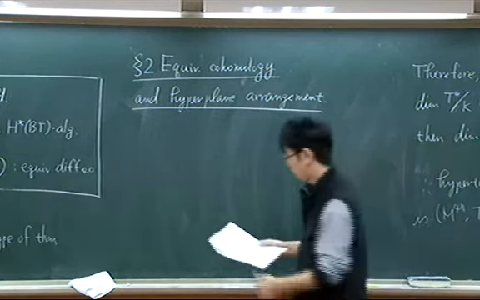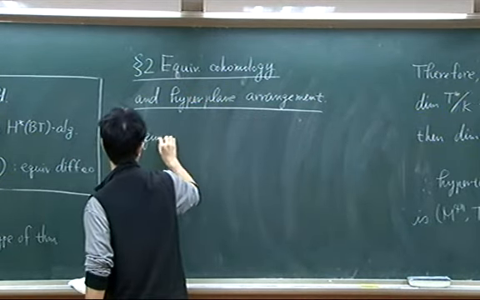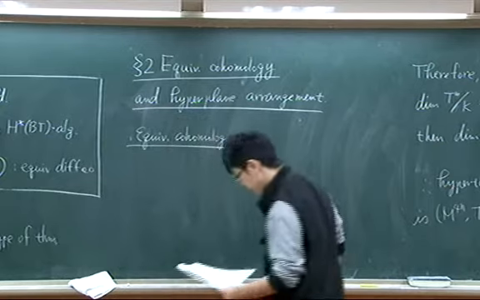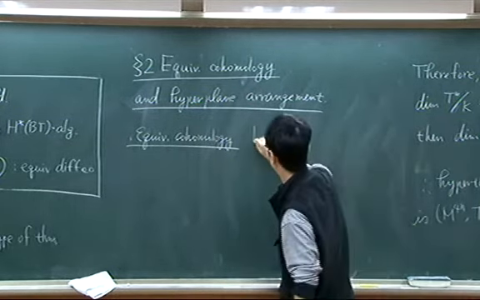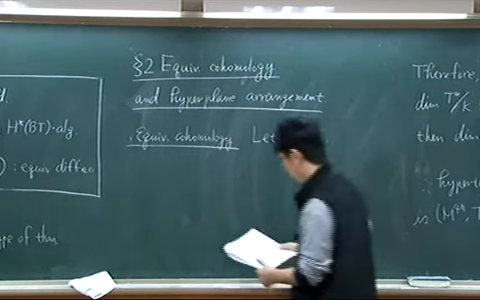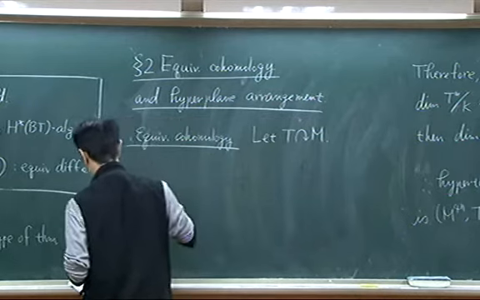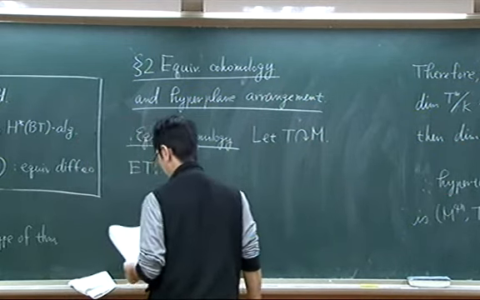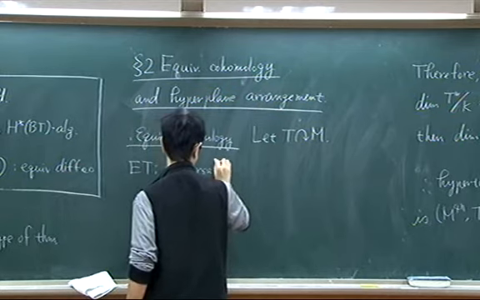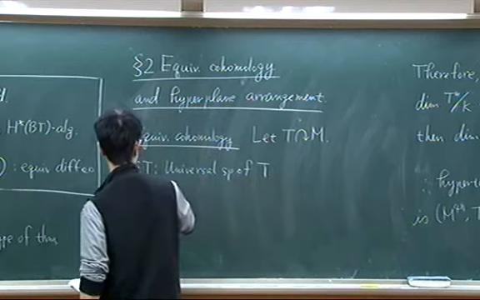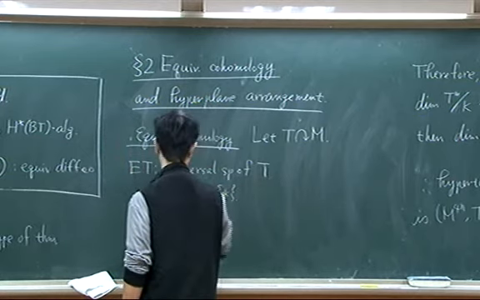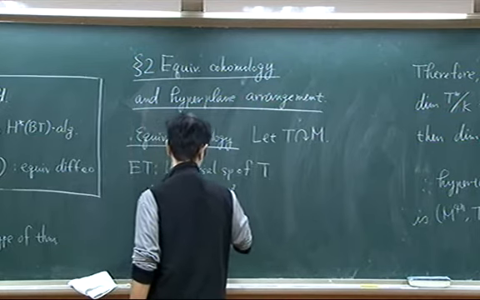So first of all, I will define the equivariant cohomology quickly. As I said, equivariant cohomology is an invariant of group actions. So first we need some group actions. Let T act on M. T is an arbitrary group. Especially in this talk, T is a torus. And there is the space called the universal space of T. It satisfies that this space is contractible and T acts on this space freely.